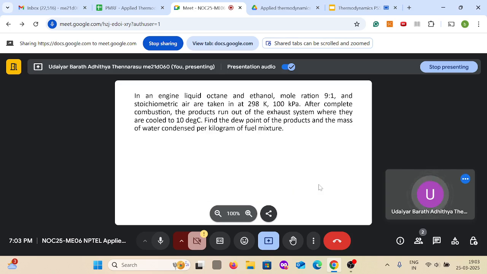So next is, in an engine, liquid octane and ethanol with a mole ratio of 9:1, and stoichiometric air are taken in at 298 Kelvin and 100 kilopascal. After complete combustion, the products run out of the exhaust system where they are cooled to 10 degrees Celsius. Find the dew point of the products and the mass of water condensed per kilogram of fuel mixture. So we are given the ratio in which octane and ethanol form the fuel, and they are combusting with stoichiometric air, and we need to find the dew point and the mass of water present when it's cooled to 10 degrees Celsius.